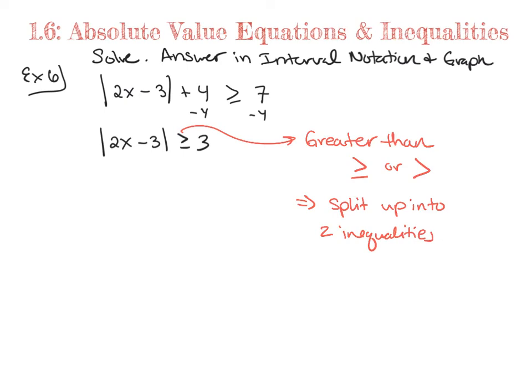One where it's greater than or equal to the positive, and one where it's less than or equal to the negative. So in this case, because we have a greater than sign, we're going to do exactly that. So 2x minus 3 is greater than or equal to 3. And we're also going to solve 2x minus 3 is less than or equal to negative 3.